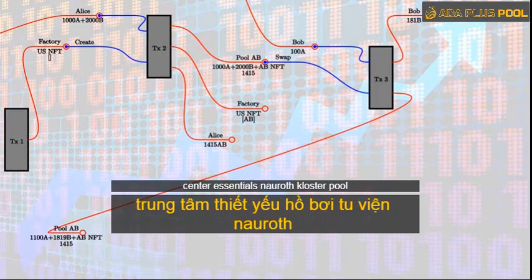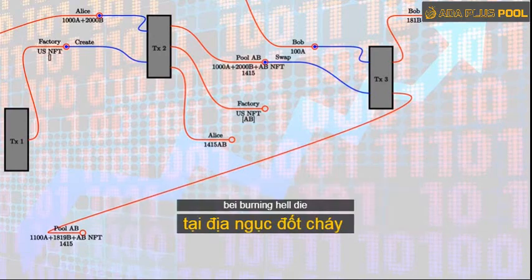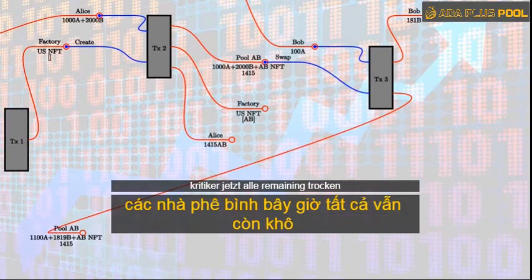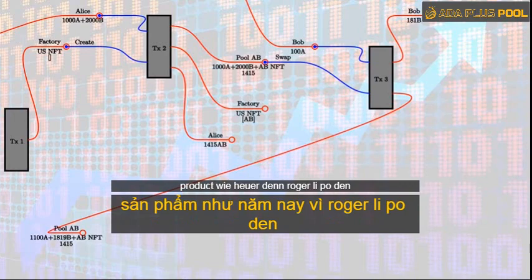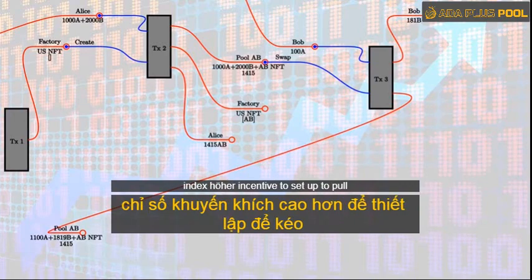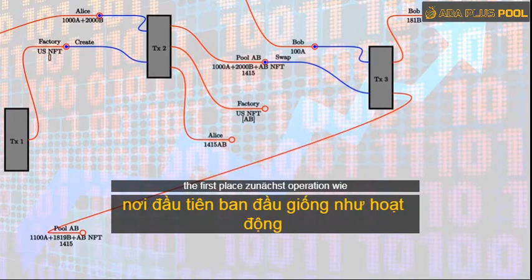And the more people swap, the more it increases. And the idea is that if Alice now would close the pool by burning her liquidity tokens, she gets all the remaining tokens in the pool, and that would be more, the product would be higher than what she originally put in. And that's her incentive to set up the pool in the first place.